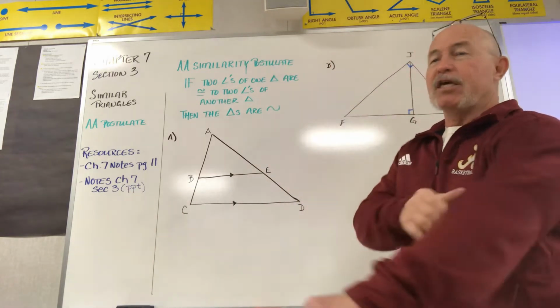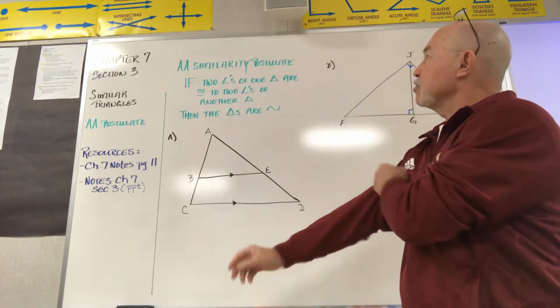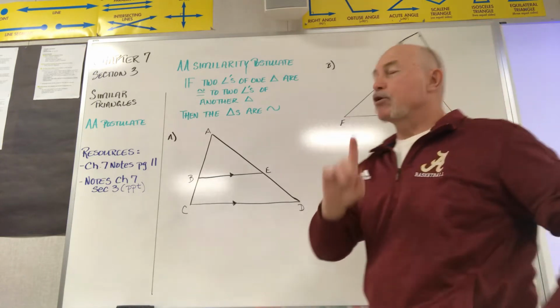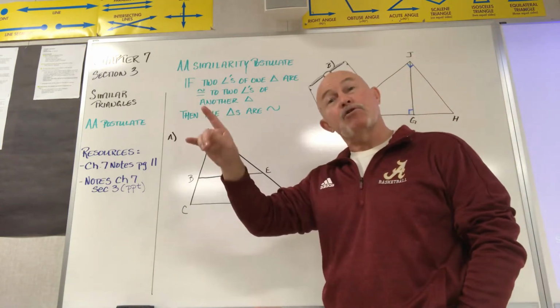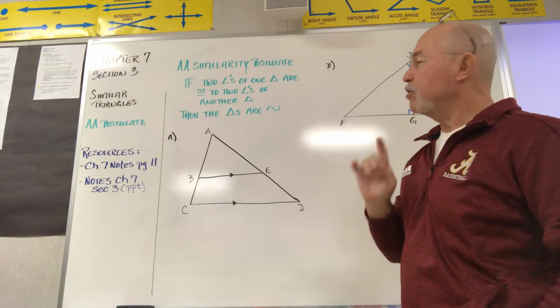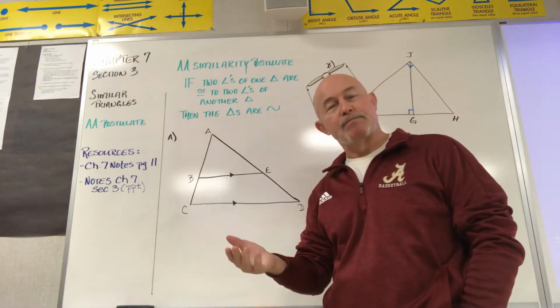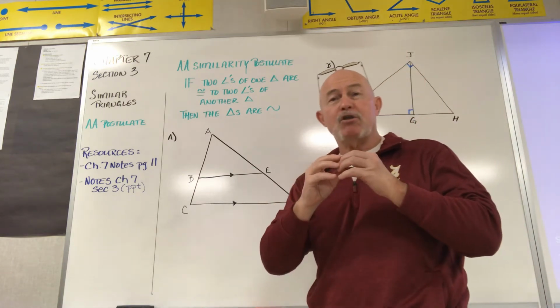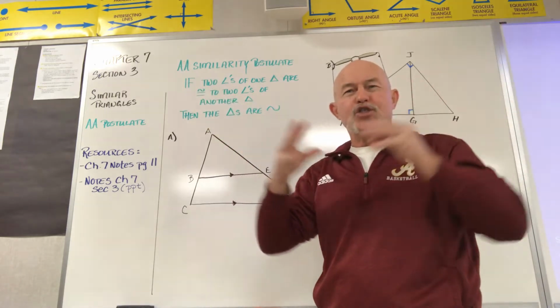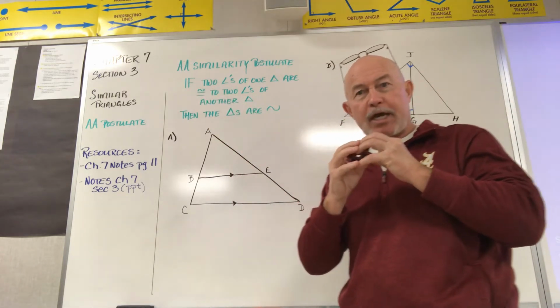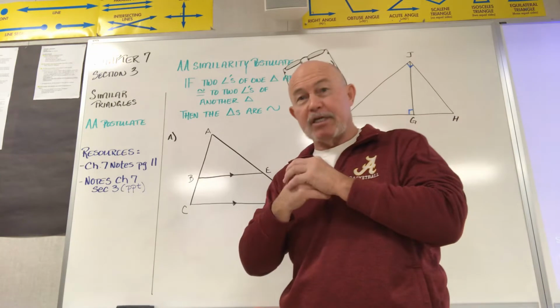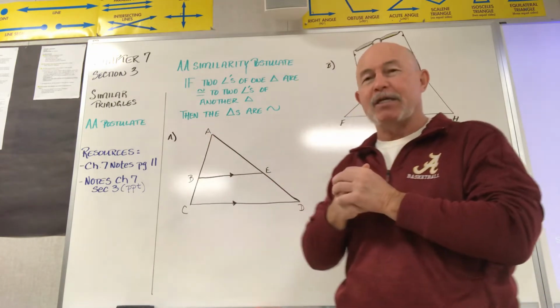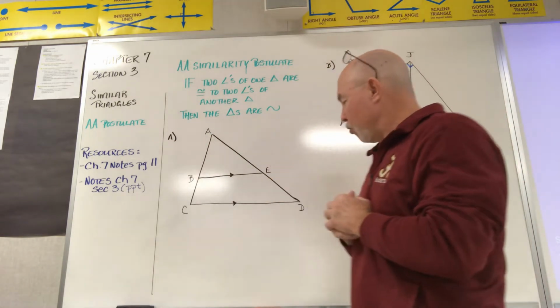The postulate itself says, if two angles of one triangle are congruent to two angles of another triangle, then the triangles are similar. Remember, similar just talks about either enlarging or shrinking something. The old movie Honey, I Shrunk the Kids with Rick Moranis. Very good one, folks. Here's what we're looking at.